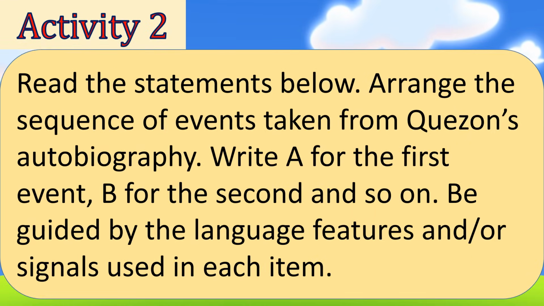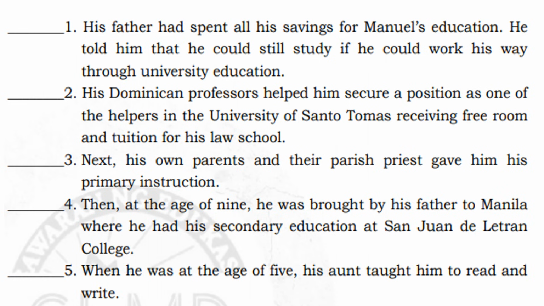For learning task 2, let's read the statements below and arrange the sequence of events taken from Kesson's autobiography. So you're going to write letter A for the first event and B for the second and so on. Be guided by the language features and or signals used in each item. Okay, let's start. Let's read first from number 1 to number 5 so that we will know what the first event that happened in the story is. Let's start with number 1.